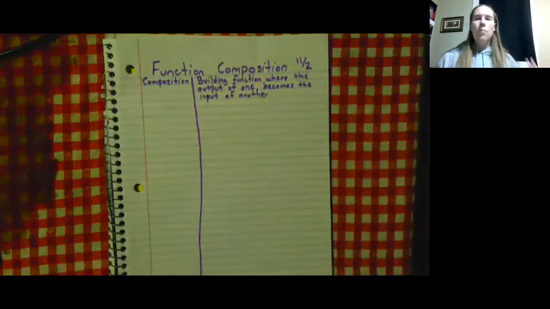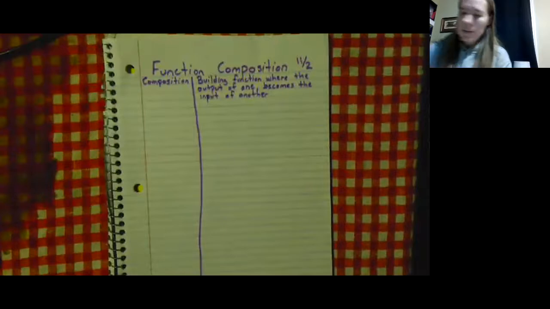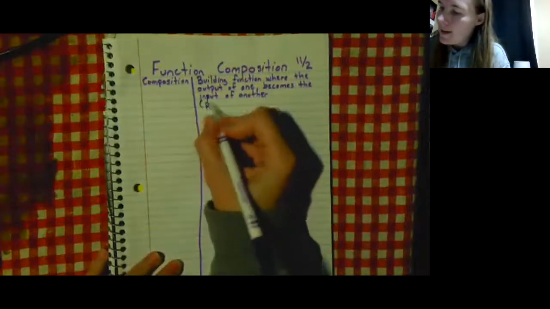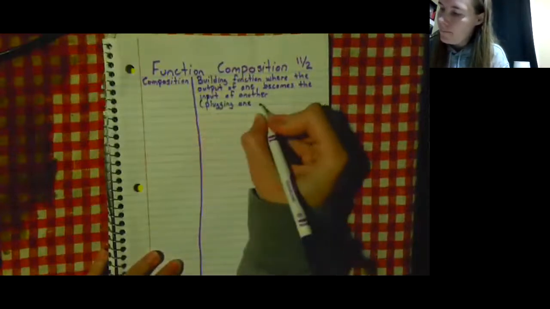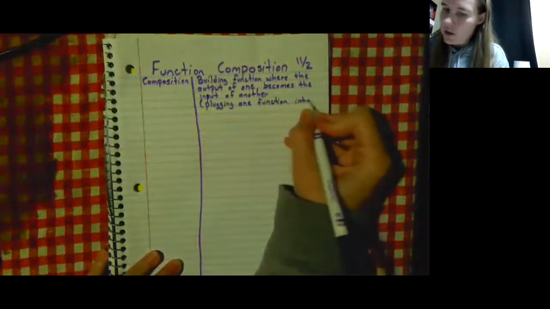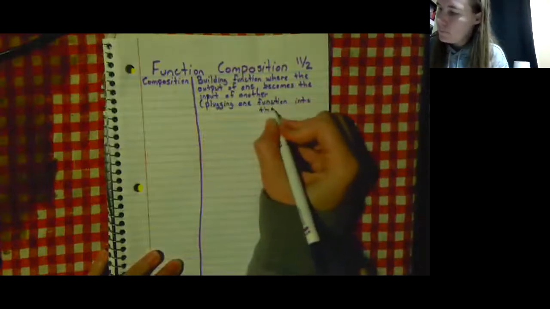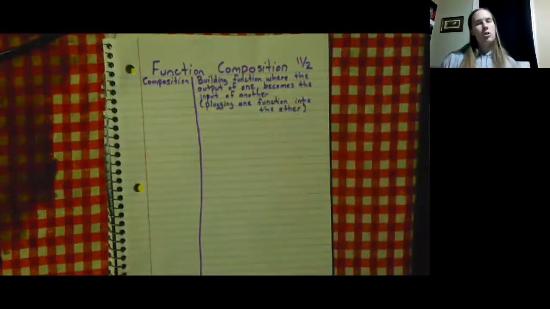So basically what this means in more simpler terms is you are plugging one function into the other. It's kind of like substitution, but a little bit different. So that's why we call it composition.